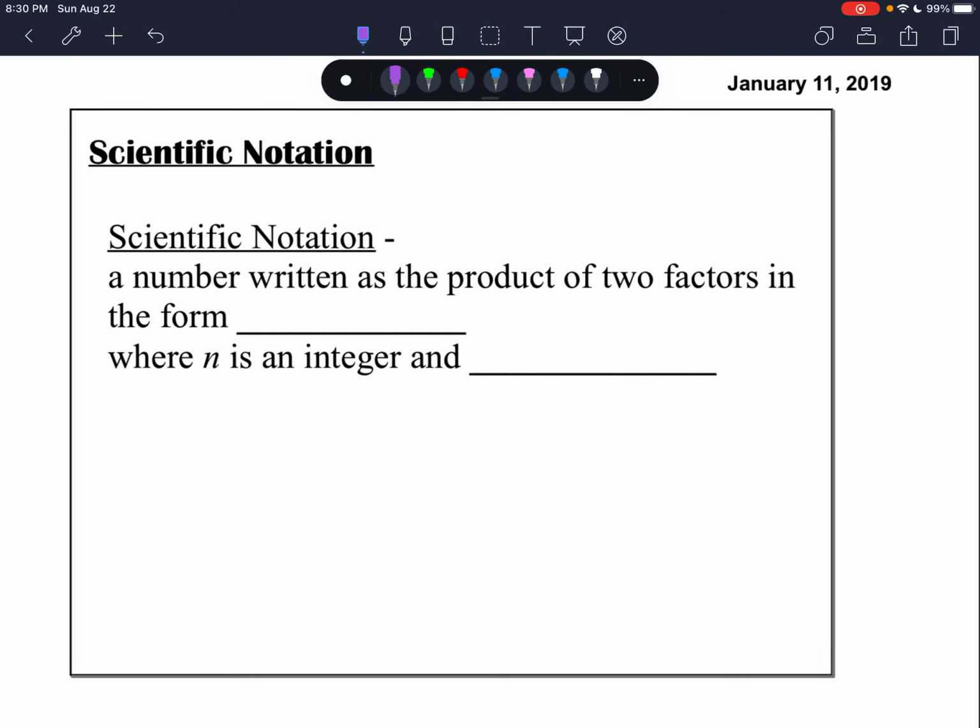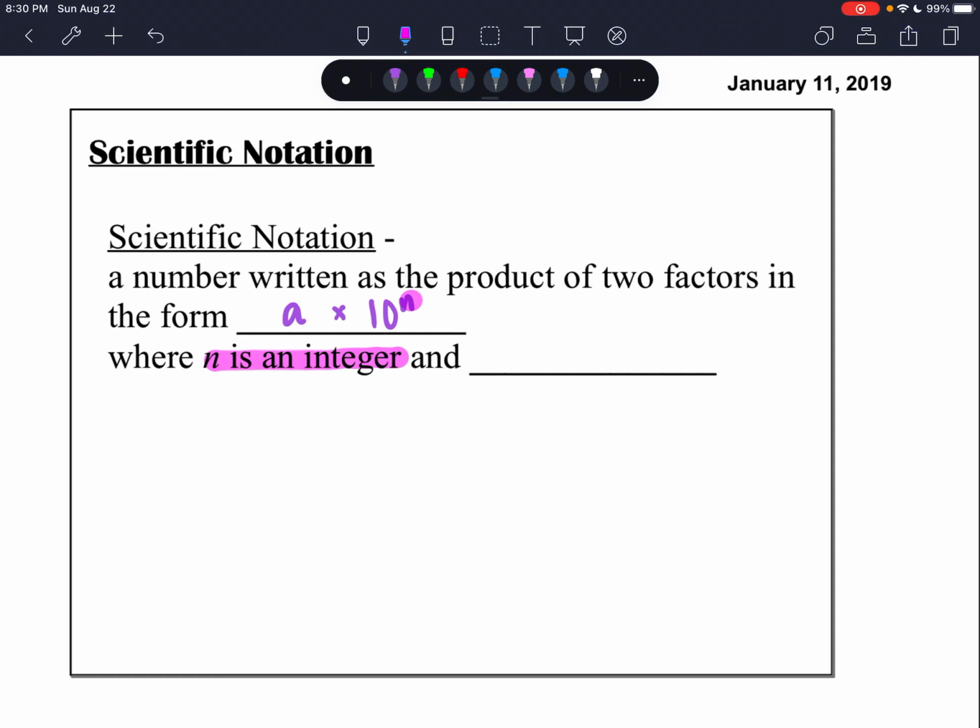All right, this video lesson is on scientific notation, taking numbers that are very large or very small with lots of zeros in them and simplifying them into a way that's a lot easier for us to write, type, and work with. So scientific notation is when you take a number and you rewrite it so that it's the product of two factors. And it follows a very specific format. And that format is a times 10 to the nth power, where n is an integer.